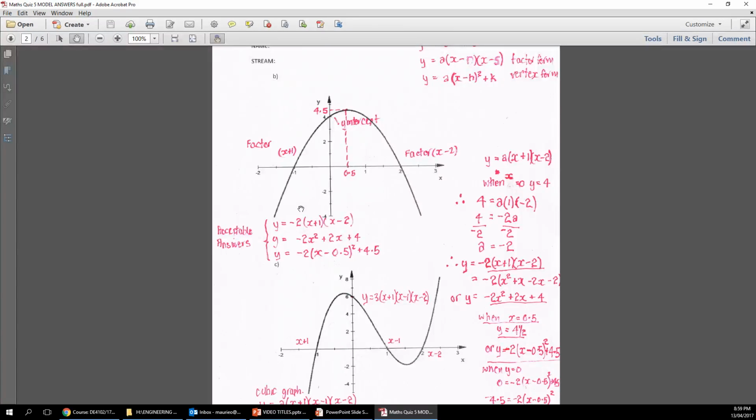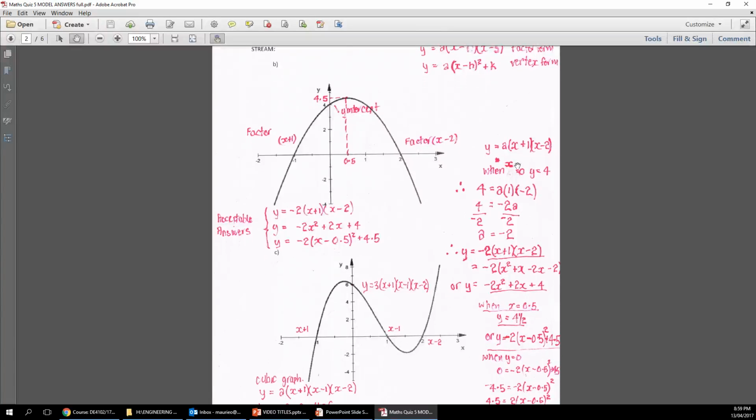You can see that it crosses the x-axis here at -1, so we say that x plus 1 is a factor. It also crosses at 2, so we know that x minus 2 is a factor. So we can write it in the form y equals a, because we don't quite know what a is yet, bracket x plus 1 bracket x minus 2. That's all very well.